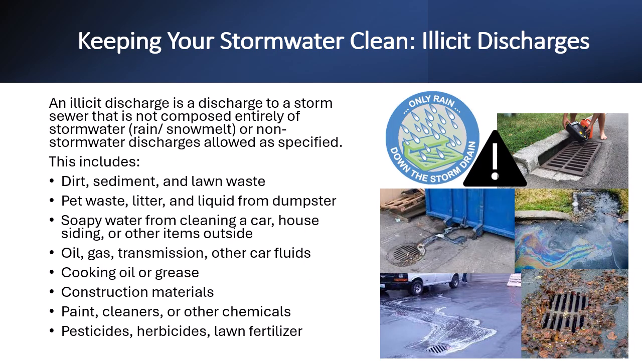So what is an illicit discharge? An illicit discharge is any discharge to a storm sewer that is not composed entirely of stormwater, which is rain or snowmelt, or any non-stormwater discharges allowed as specified in a permit. Remember the saying, only rain down the drain, to help think about whether something is an illicit discharge or not. Some things are obviously an illicit discharge, such as someone physically pouring chemicals down a storm drain. Other circumstances are not so obvious.